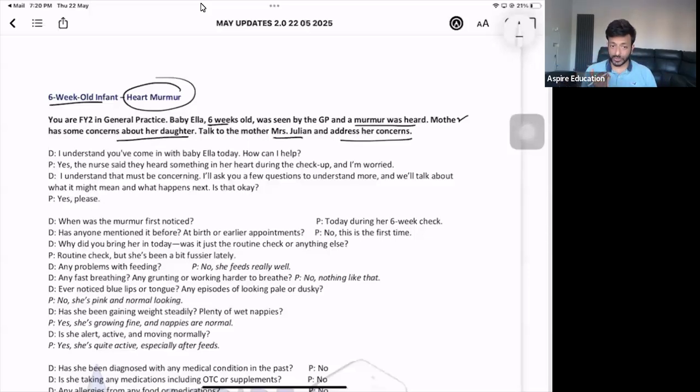I mean, how the child is doing. For example, if the child has any problem with eating or drinking, any problem with feeding, right? Any abnormal breathing, any abnormal sound when she's breathing. If you have noticed any blue lips, cyanosis, that's really, really important. If she is passing urine properly or not, and if she is gaining weight or not, right? And if she's playful or not.